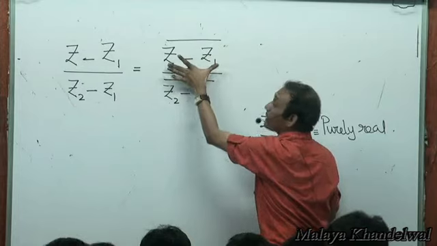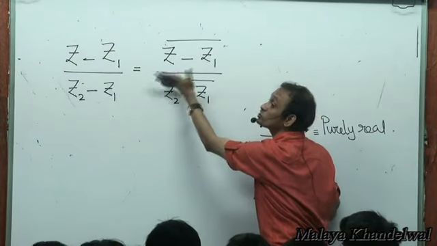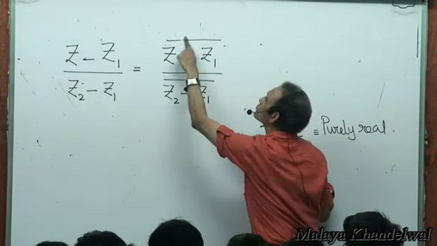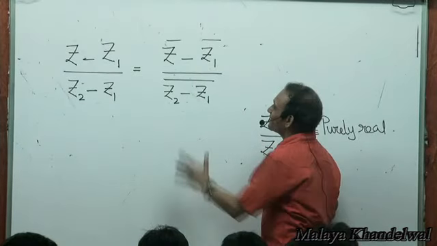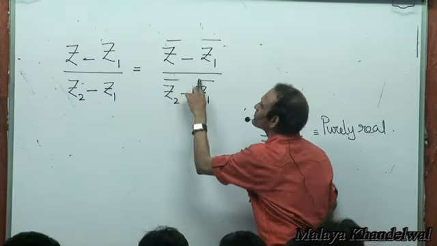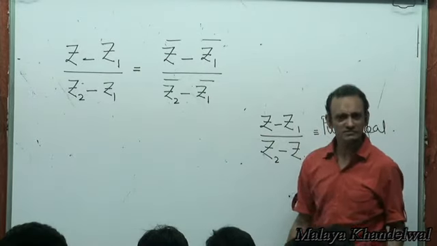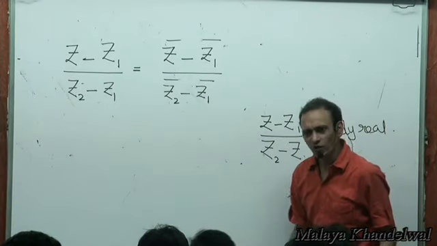Now this is bar of the difference. Bar of the difference is difference of the bars. So remove this. Difference of the bars, right? Bar of the difference is difference of the bars. Remove this. Got me? Yes or no?